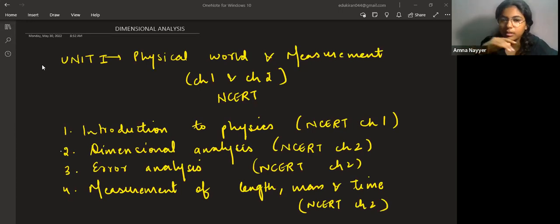Regarding the next part, that is dimension analysis, which is present in your chapter 2. This is very important, so dimension analysis you have to do in detail. Then error analysis is also present in chapter 2, but error analysis is not a part of your syllabus now, so we are not going to do that. Last part is measurement of length, mass, and time. These quantities are very short topics. So basically, in this lesson, what you have to study is dimensional analysis.